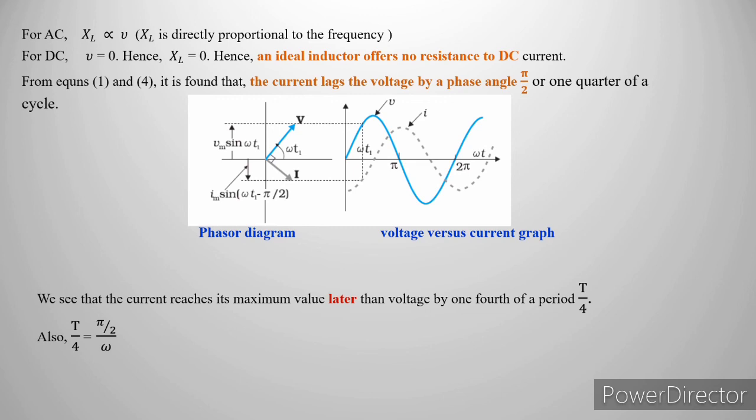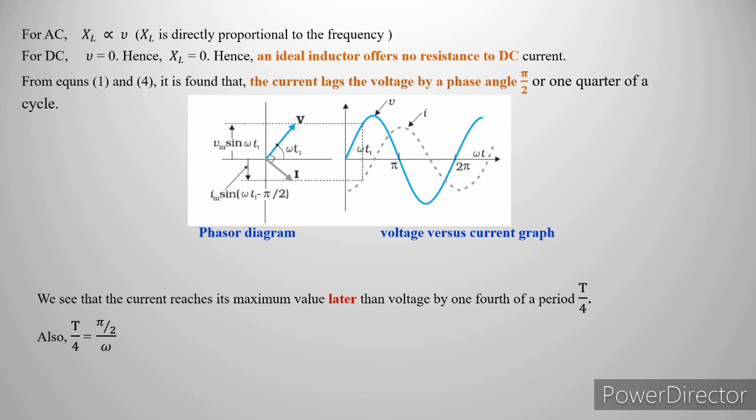Now the projection of V on the y-axis gives Vm sin omega t, and the projection of I on the y-axis gives Im sin omega t minus pi by 2. This minus pi by 2 shows that the current is lagging behind the voltage by pi by 2. Now look at the graphical representation on the right side. The blue graph is the instantaneous voltage. It starts from the origin and it is represented by a sinusoidal wave.